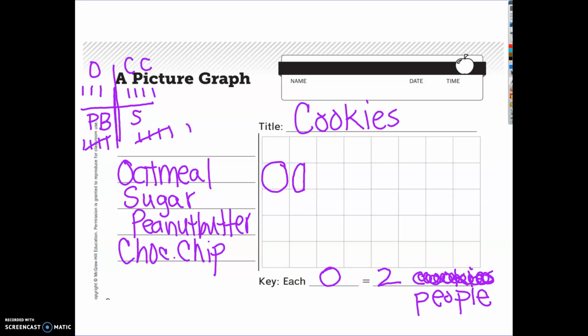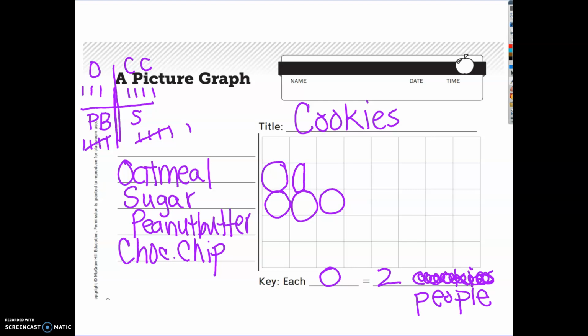Why did I make a half a circle? Because I only had 1 person. And half of 2 is 1. And if each circle means 2, I need a half. Sugar cookies, I had 6. So 2, 4, 6. Now, why did I not make 6 circles? Because each circle stands for 2. So I only need 3 to represent that 6 people liked sugar cookies.